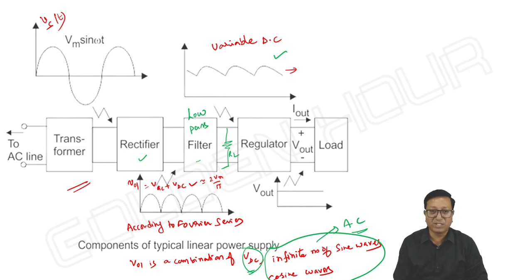And what might be this filter? It is a low pass filter because it eliminates all high frequency components and passes the DC signal. Maximum DC we are expecting. It improves the DC level. A low pass filter will improve the DC level and reduce the AC level. Later we will see the regulator and all. This is where we are at.